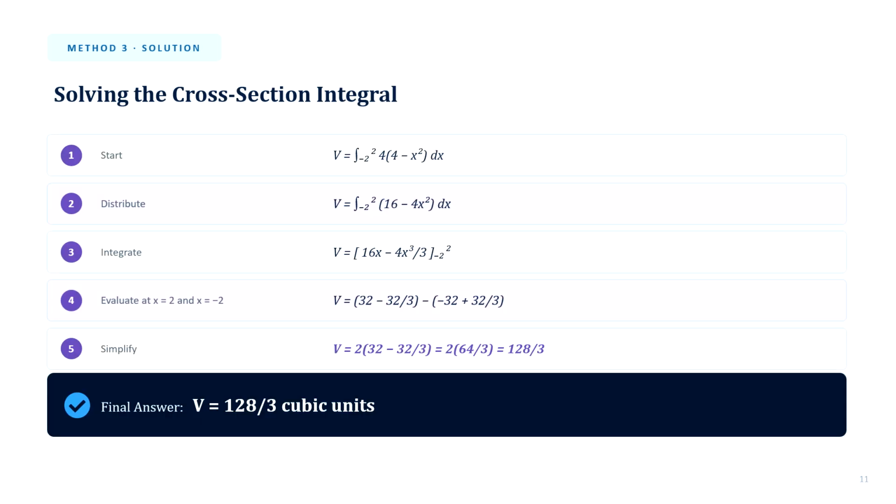Moving on, we expand 4 times the quantity 4 minus x squared, which gives 16 minus 4x squared. So basically, I'm just going through this one by one as a way for you to see how it's done. But ultimately, it just boils down to 128 over 3 cubic units.